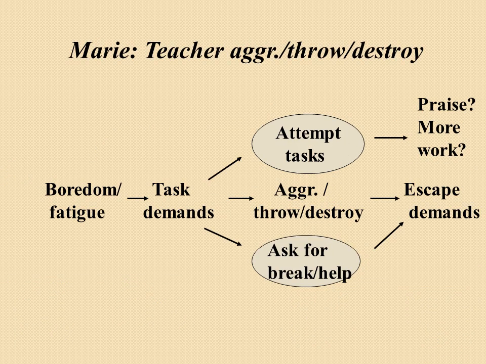And this is another example, just to sum it up, of a student who has a problem behavior that's maintained by escape from demands. This is the desired behavior. This is a possible alternative behavior.